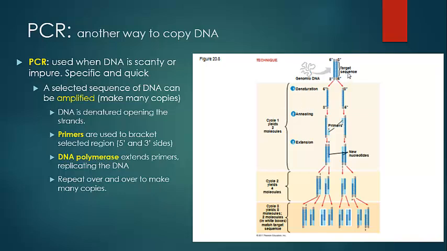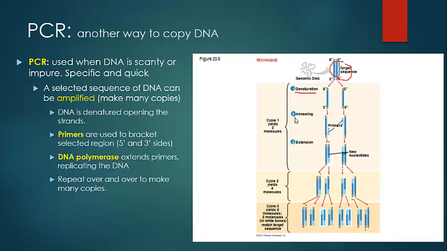So if you're looking at this picture here you see our targeted sequence of DNA. Here's our gene that we want to make copies of. In the first cycle of PCR, 3 things need to take place. Number 1 is denaturation. We have to open up the 2 strands of DNA. This is done by heating up the DNA. By heating up the DNA, we break those hydrogen bonds holding the 2 strands together.